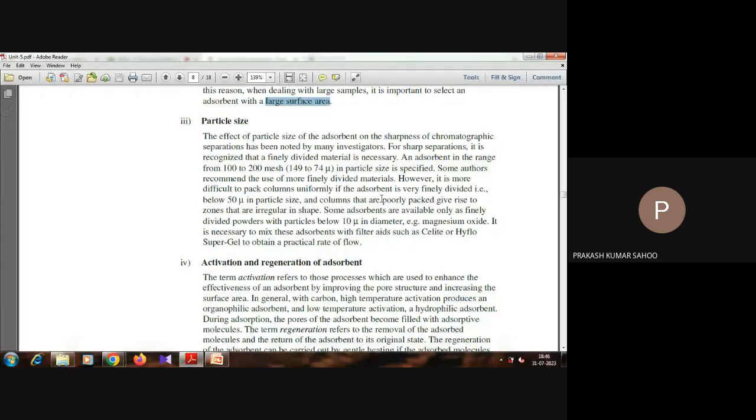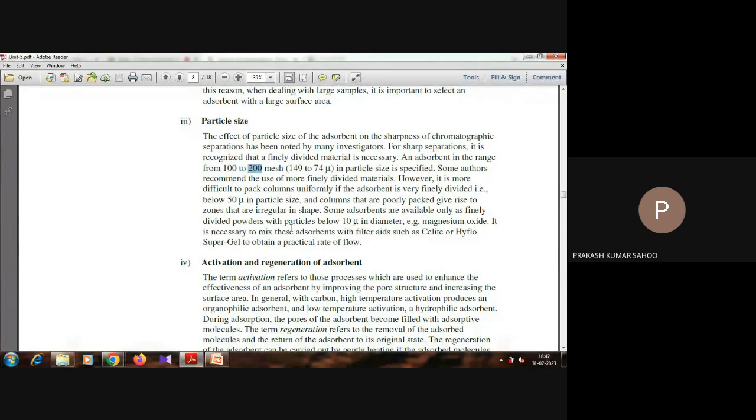Particle size. The effect of particle size of the adsorbent on the sharpness of chromatographic separation has been noted by many investigators. For sharp separation, it is recognized that a finely divided material is necessary. An adsorbent in the range of 100 to 200 mesh, that is equivalent to 149 to 74 micron in particle size, is specified. This is the size of your particle of the adsorbent. That is, if it is 100 mesh, that means it is 149 micron. If it is 200 mesh, that means the particle size reduces, that is 74 micron.